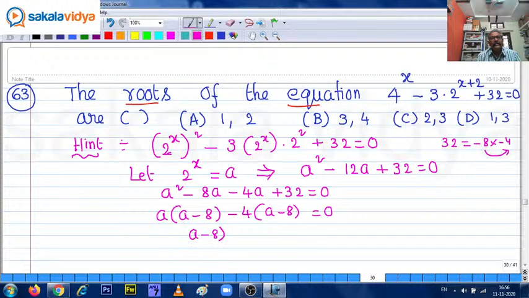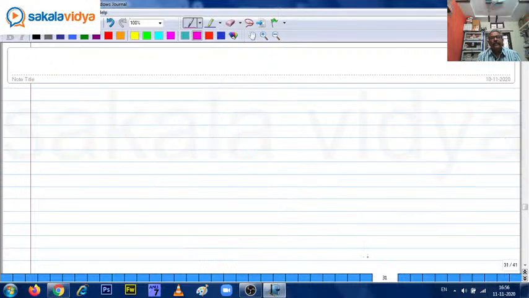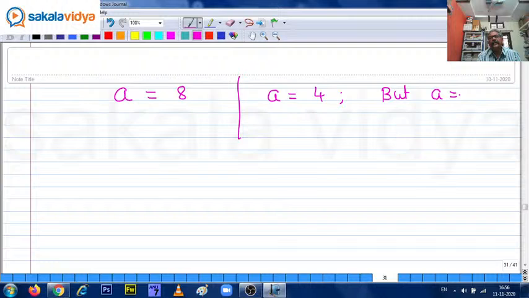A minus 8 times a minus 4 equals 0. But a is originally 2 power x. So we get a equals 8 and a equals 4. But a equals 2 power x. Our aim is to find out x.